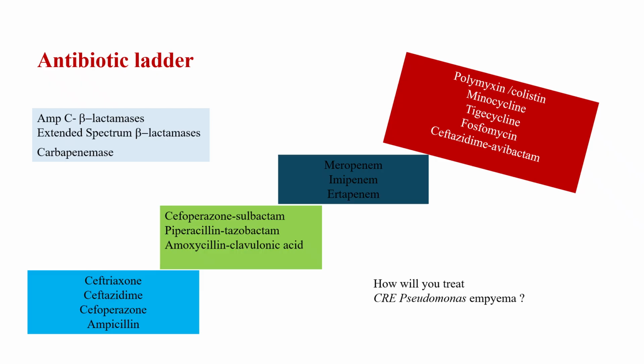And if your bug is producing some enzymes that break the carbapenems like meropenem, imipenem, and ertapenem, then the bug will be a carbapenemase producing bug.